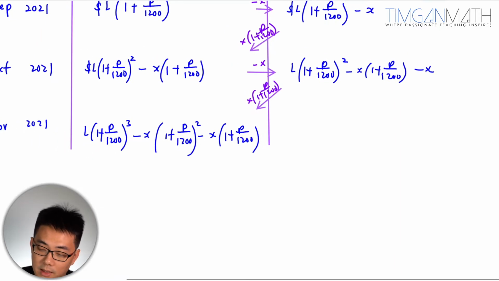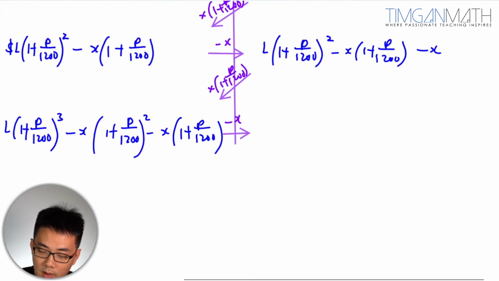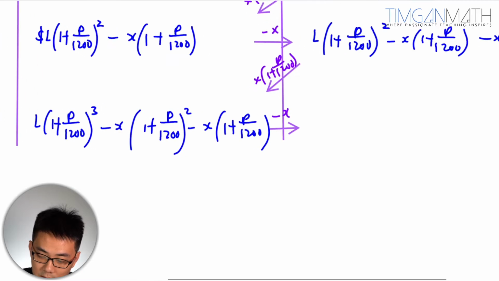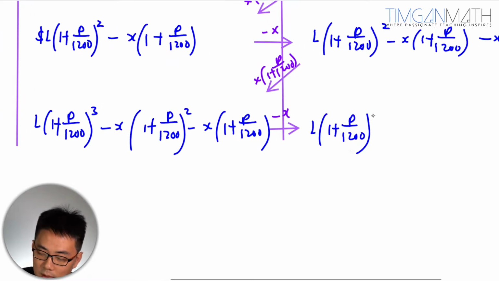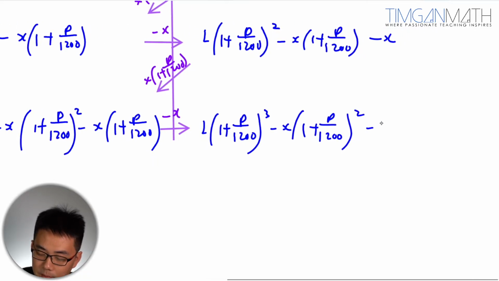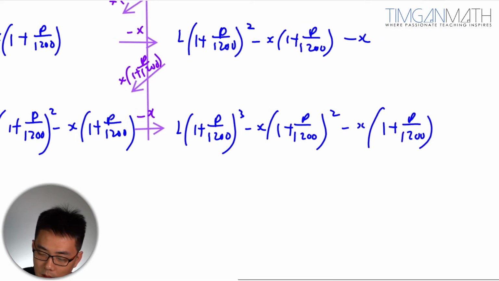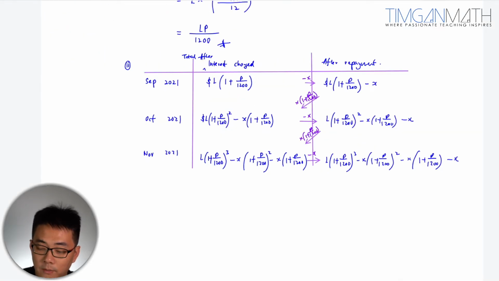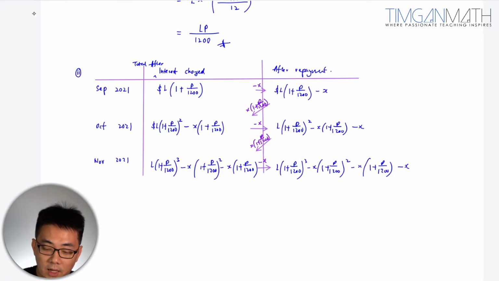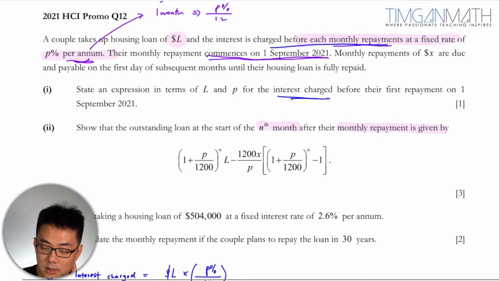Then same thing, what we're going to do is just minus X here. In this case, what we get is L(1 + P/1200) squared, minus X(1 + P/1200), minus X. Okay, there you go.